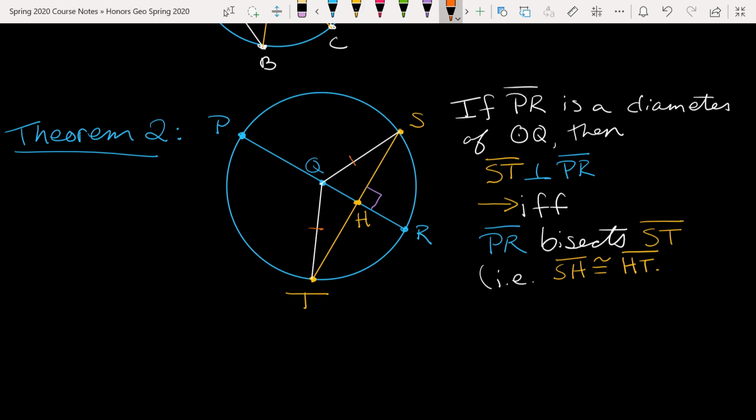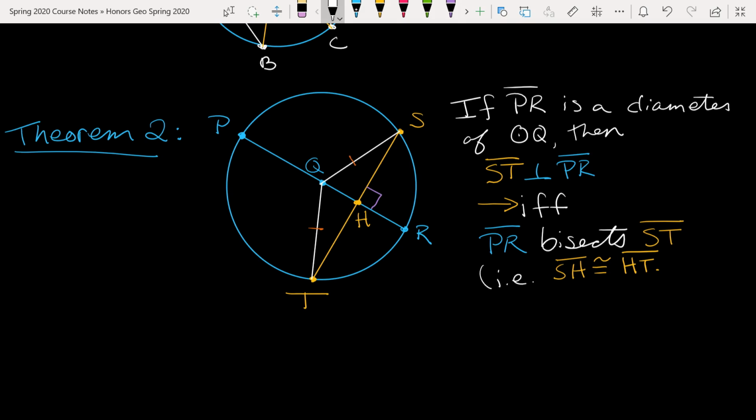Or we can look at this as two separate triangles, say triangle QHT and triangle QHS. It would really be helpful for us to know that these two triangles are congruent, because CPCTC, corresponding parts of congruent triangles are congruent, would then tell us that corresponding parts HT and HS have to be congruent. So let's aim for that. There are a couple of ways to do it.